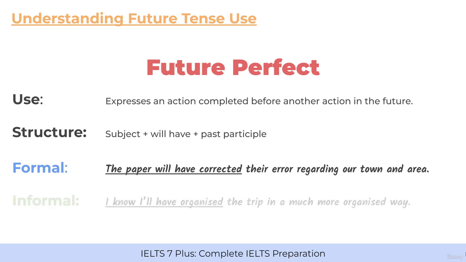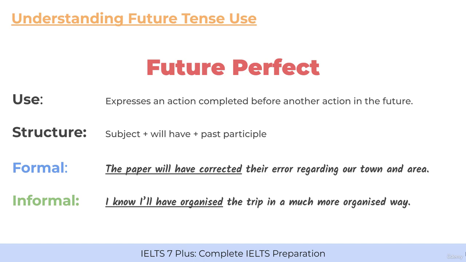Okay, let's see the informal example. I know I'll have organised the trip in a much more organised way. Okay, a bit of repetition there, but I know I'll have. Now, within British English, I'll just talk quickly about pronunciation. Of course, you will also be doing IELTS speaking. British people often contract to I'll have, or maybe more posh people might say that if they're from London, say. But just a quick word on pronunciation there. I know I'll have, I will have, I'll have. Got there eventually. I know I'll have organised the trip in a much more organised way.